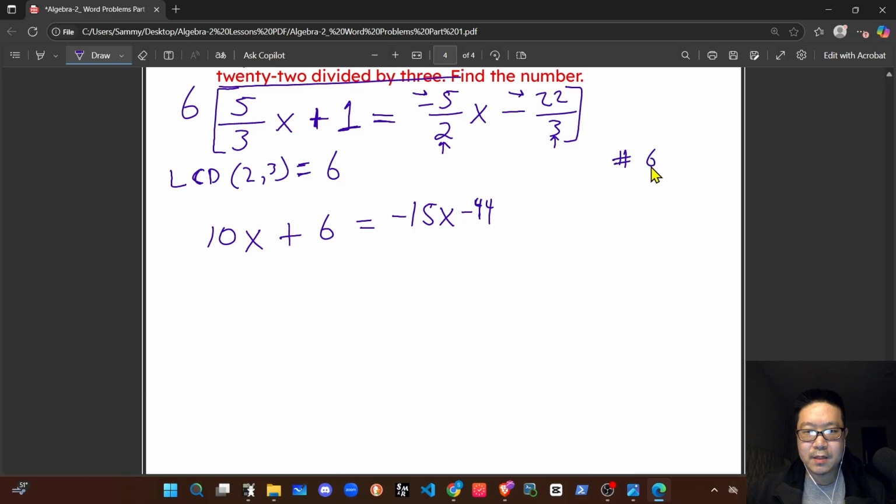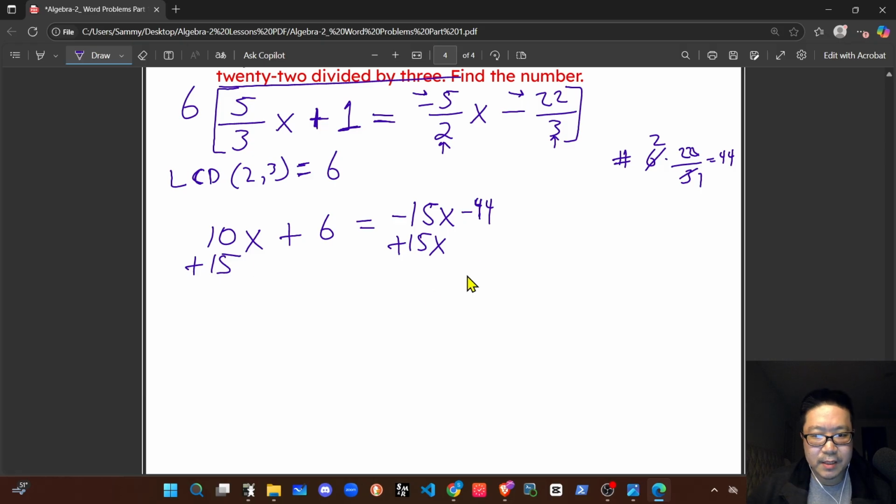So just to verify, 6 times 22 over 3. 3 goes into 6 2 times. 2 times 22 equals 44. Okay. So now we've cleared the fractions. We can isolate our x variable. So let's add 15x to both sides and subtract 6 from both sides.